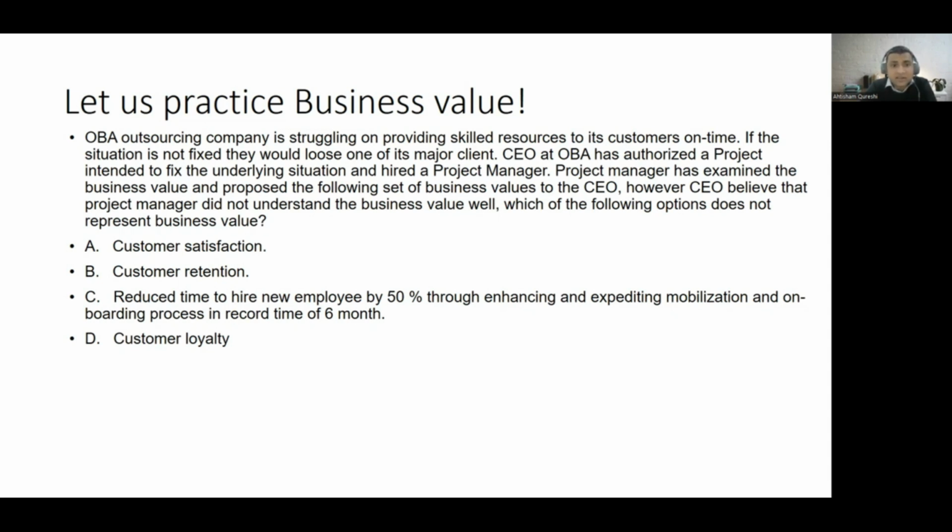Now, C is not in fact business value. It is some operational target that you want to reduce the time to hire by 50% from right now. It can be an objective of a project, but certainly it's not a business value. So the CEO is right that the PM proposing this as one of the business values was not a good idea, because all three others are fine, but this one is not.